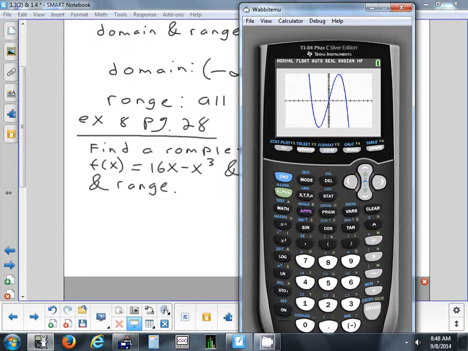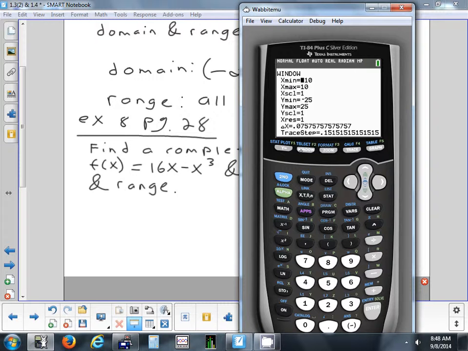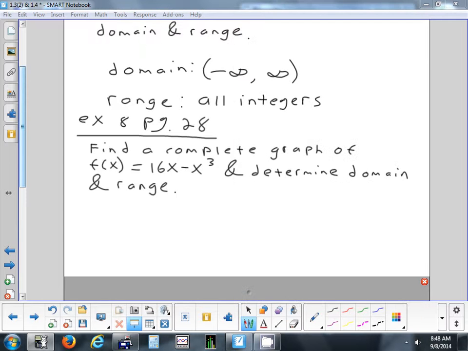And I know because it's a cubic function, it's never going to turn again. It can only turn twice, and I can see both turns on the screen. So this side on the right goes down forever, on the left goes up forever. Okay? So for the complete graph, we just write down the window. X min, X max, Y min, Y max. Okay, now let's look at our domain and range.